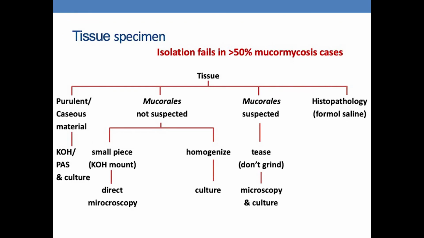Whenever you get a tissue specimen, be careful. If you are suspecting mucor, don't homogenize. If you homogenize, you will lose the mucor because mucor is fragile, and because of this, in a lot of cases isolation fails in mucormycosis.